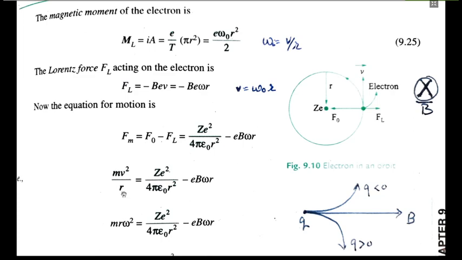Centripetal force is equal to the Coulombian force minus the Lorentz force. If I set up this equation, I can put it into this shape. Now here, there is the concept of Q less than 0 or Q greater than 0. We belong to Q less than 0. But if Q is a negative charge, then again this upward arrow becomes the lower arrow.